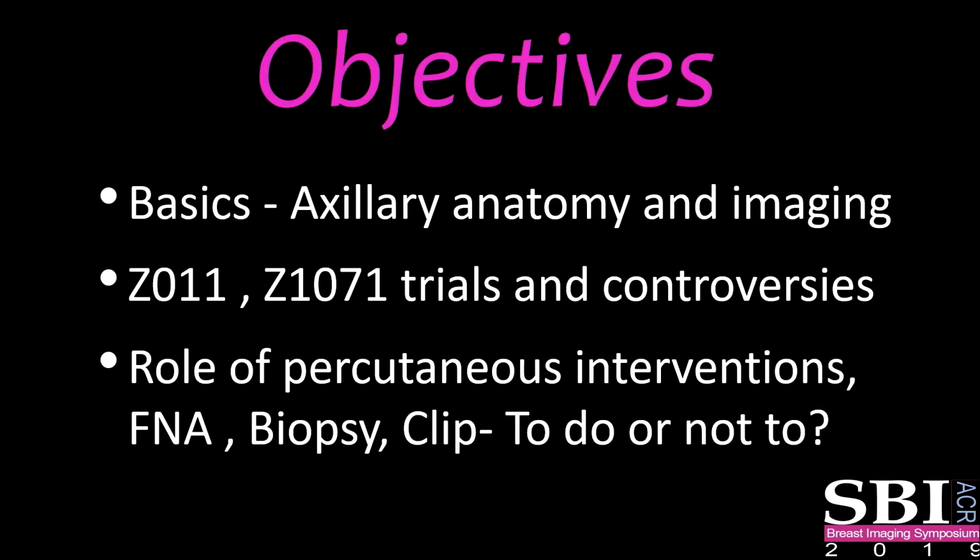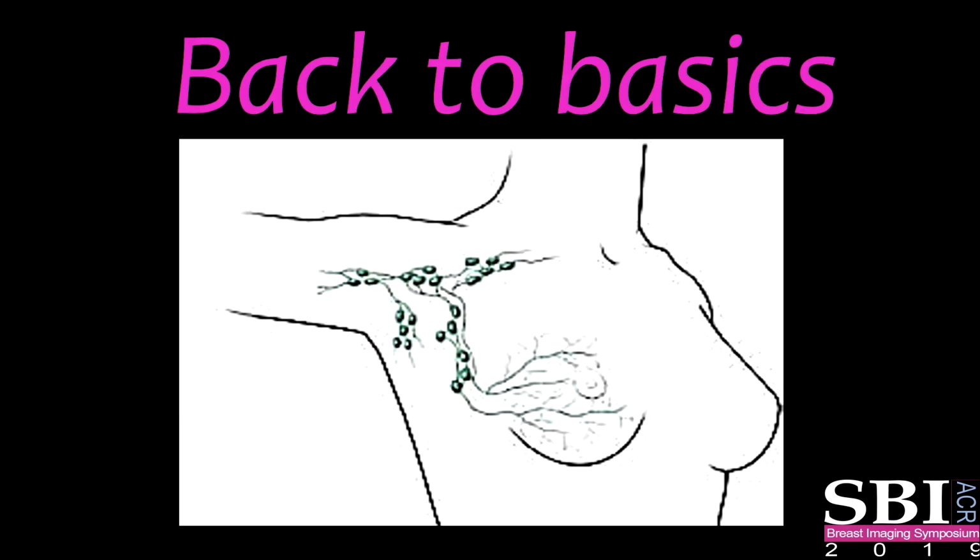So let's see, in the next hour or so, if we can go over everything that we know about the axilla and come to peace with this topic. So the objectives are, in the next about 10 to 15 minutes, I'm going to go over the basics, just the axillary anatomy and imaging, and then we'll discuss the Z11 and the Z107 trials, the controversies related to these trials, and then we'll discuss the role of percutaneous interventions, whether to do a FNA, whether to do a biopsy, and all those specifics.